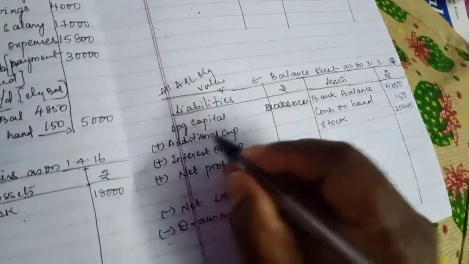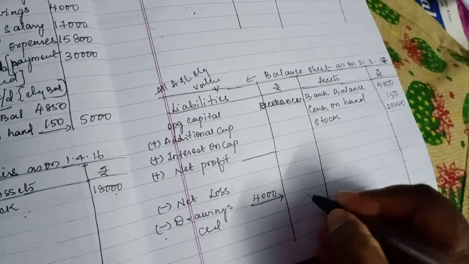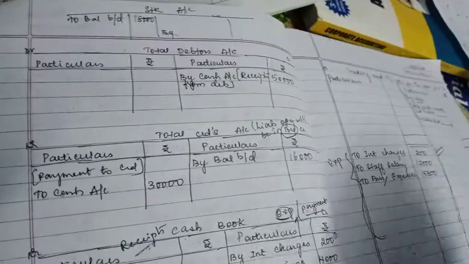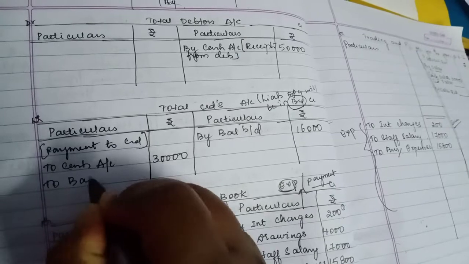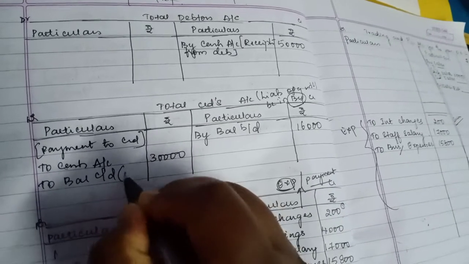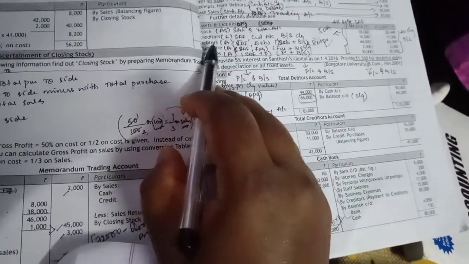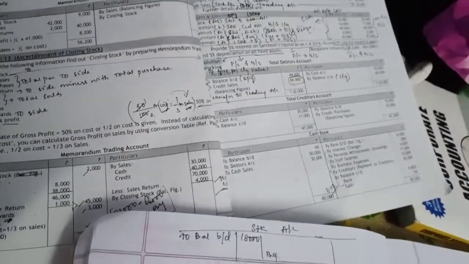Closing will go to the balance sheet, and that is creditors. Amount is 11,000. Second time where it has to go to the creditors account, to balance carried down. This is the closing value 11,000. Okay, next you have debtors. Debtors opening value and closing value.